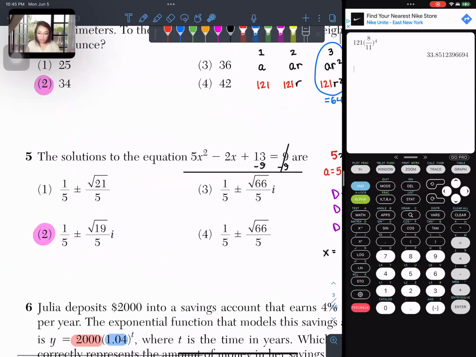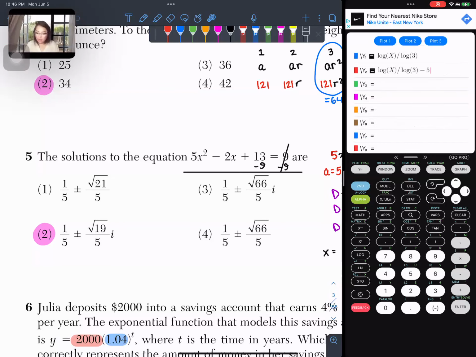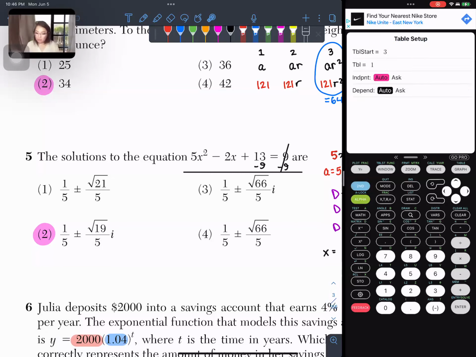Now, this is a multiple choice question, and I know you can go from the real world to imaginary. So I'm going to set it to imaginary. If you're running out of time, or you just want to check your answer, either way, I'm going to change my table set to ask. And then I'm just going to type in one of the answers.